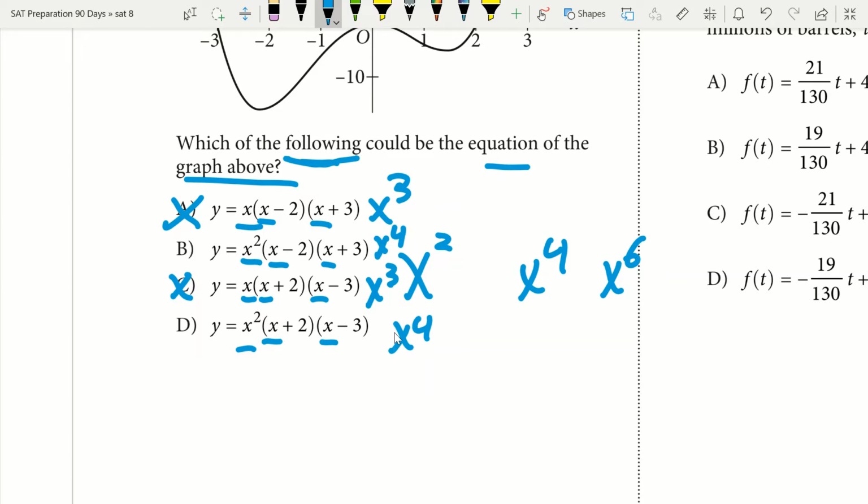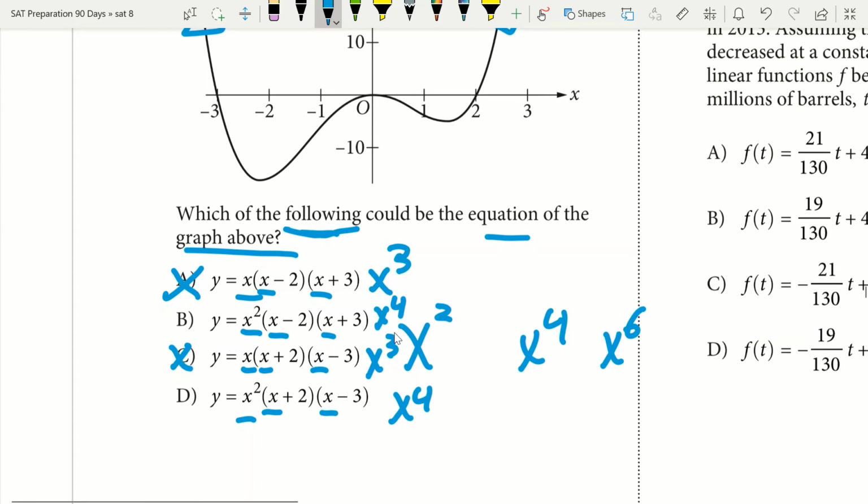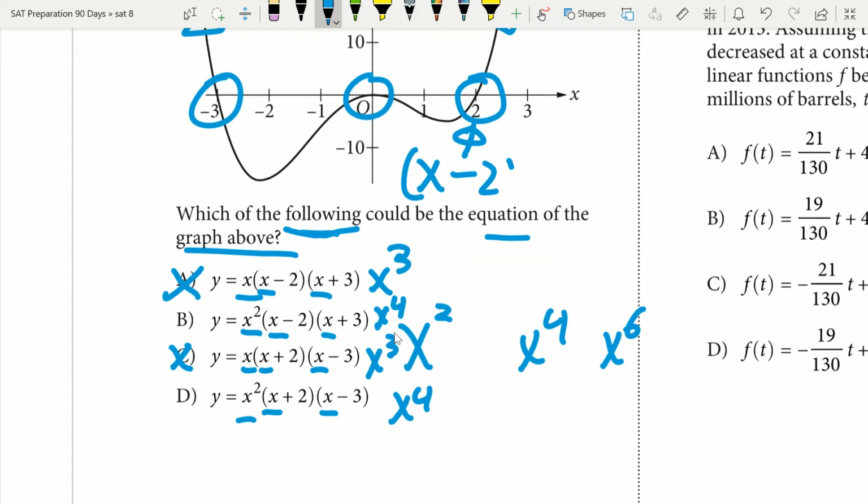The next thing then that I'm going to look at to get to my correct answer is where my roots are, right? Where are my zeros? I see I have a zero here, a zero here, and a zero here. So let's just go ahead and take a look at 2. If I want 2 as one of my zeros, I need to have x minus 2 in my equation. So I'll take a look, I see that I only have x minus 2 between B and D. I only have x minus 2 in answer choice B, thus B has to be my correct answer.